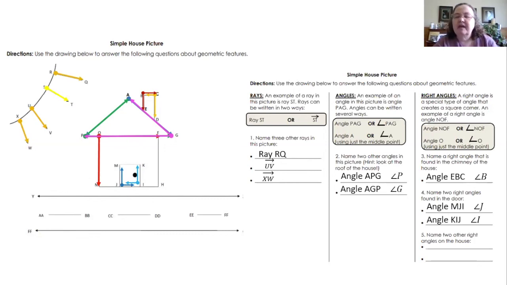Okay. And the last one says, name two other right angles on the house. Well, there are lots of right angles on the house. So two that I wrote were angle OFH or angle F because F was the vertex, or angle ONH or angle N because N is the vertex.